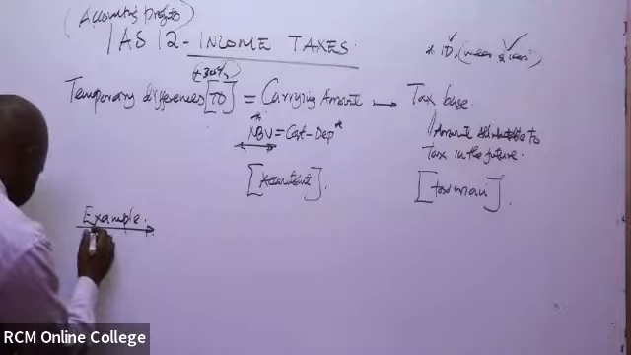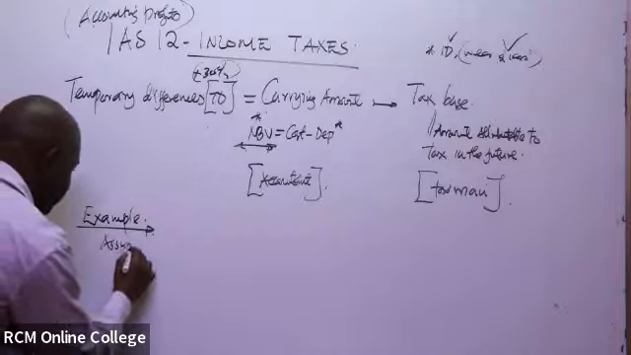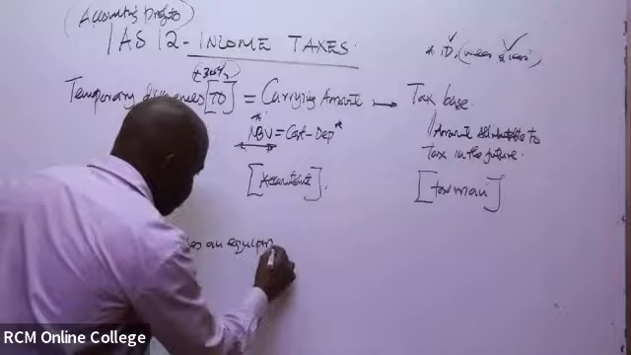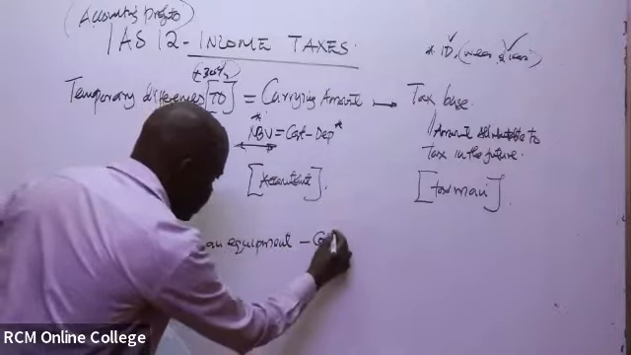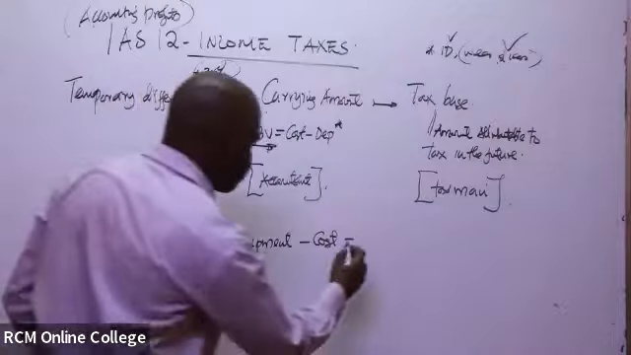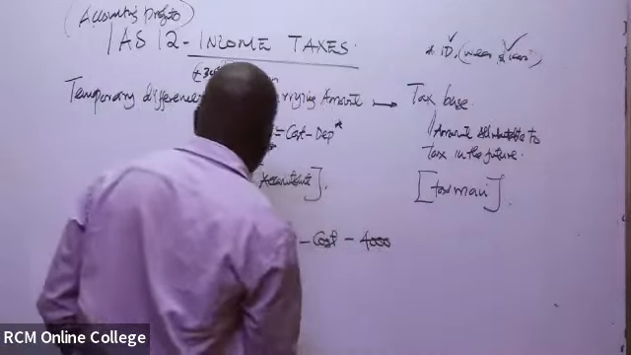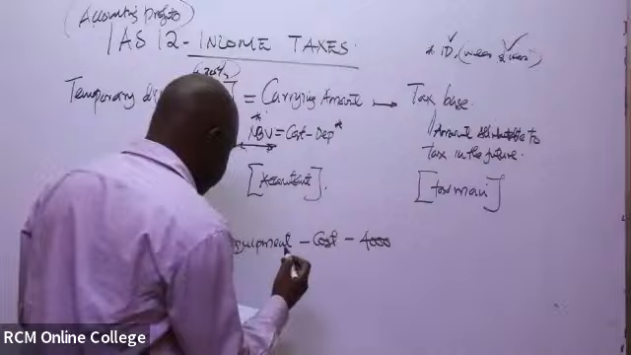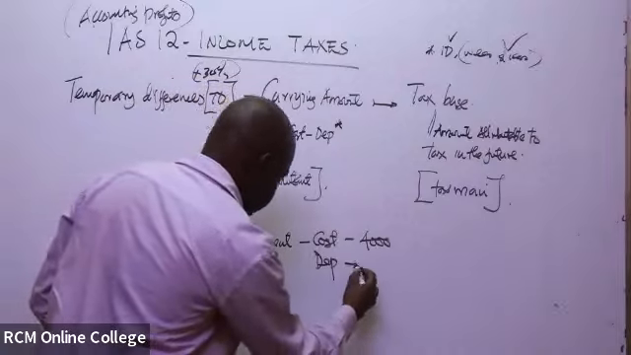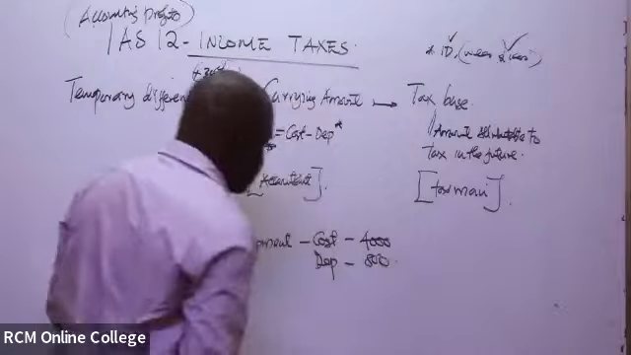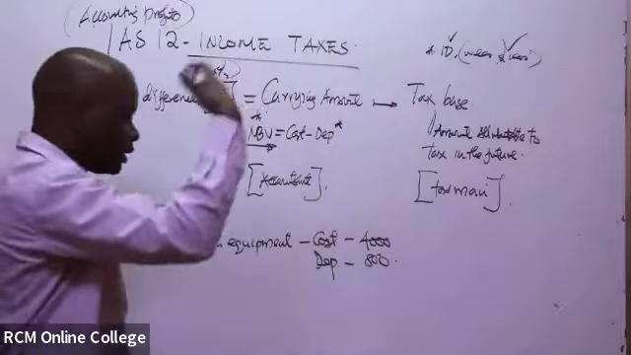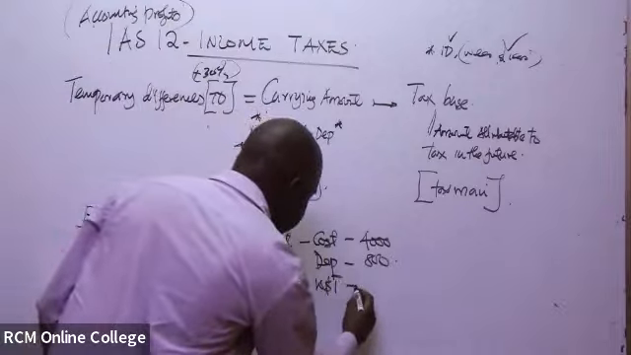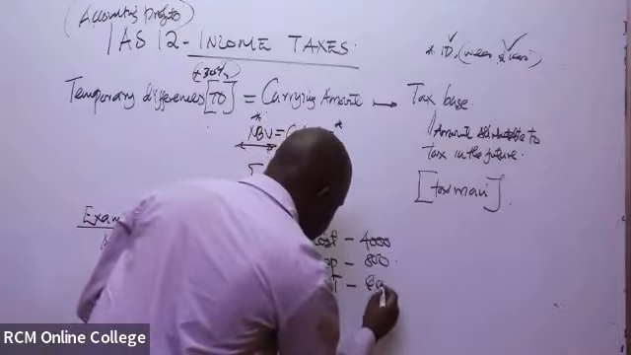Assume a company has an equipment. The cost is, let's say, for example, 4,000. Maybe our figures are in thousands, so let's say 4 million. And then in this case, the depreciation on this particular equipment is, let's say, maybe 800. But on the side of the taxman, he normally considers wear and tear. So the wear and tear in this case, let's say, is maybe 600. Exactly 600.